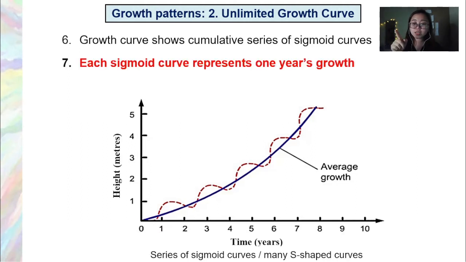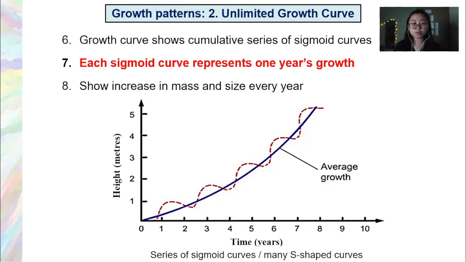So one of these curves will represent 1 year's growth. Setiap lengkungan ini adalah 1 tahun. So the tree will increase in mass and size every year, and that's why the curve keeps going up. Why do we have a red line and a blue line is because after we connect all these sigmoid curves together, you see that you can actually get the average growth of that tree in 1 year.